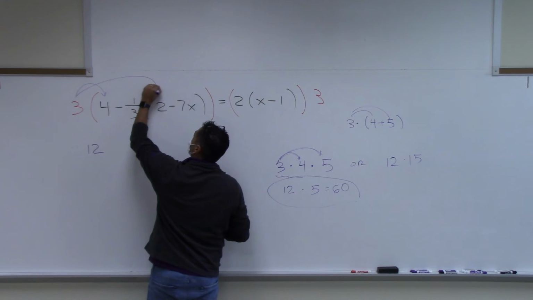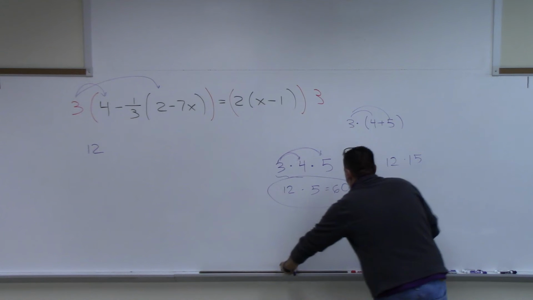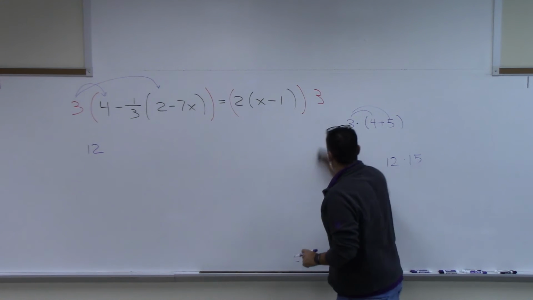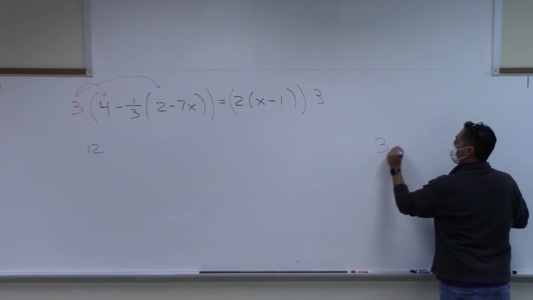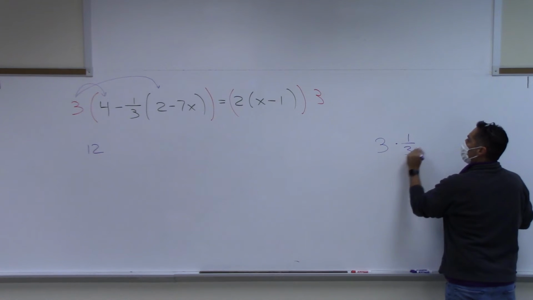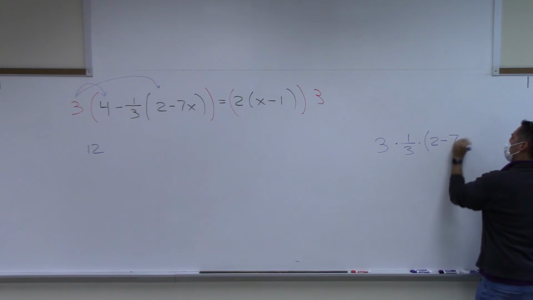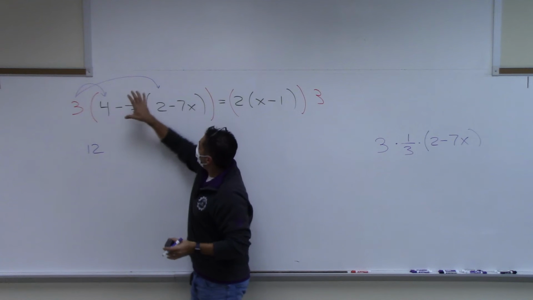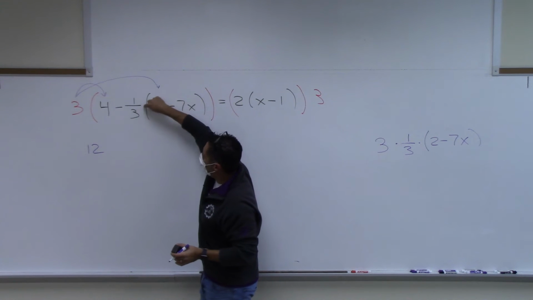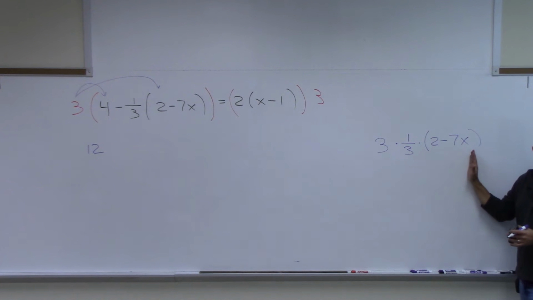So when you look at this multiplication of this 3 through, I want you to look at it like we're really doing this. We're doing 3 times a third times the 2 minus 7x. Do y'all see that that's what's really happening there? The 3 is multiplying times these two things, but these two things are being multiplied. So you're really doing 3 things together, you see?